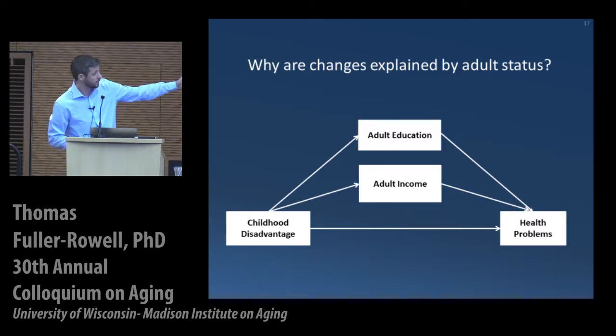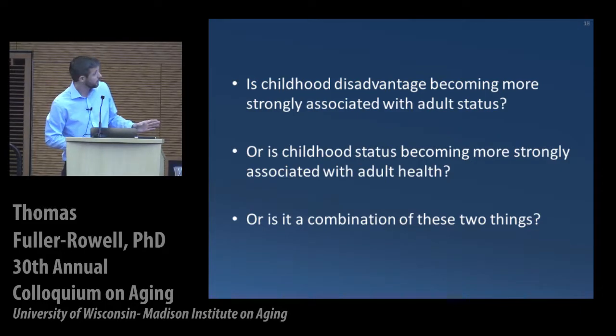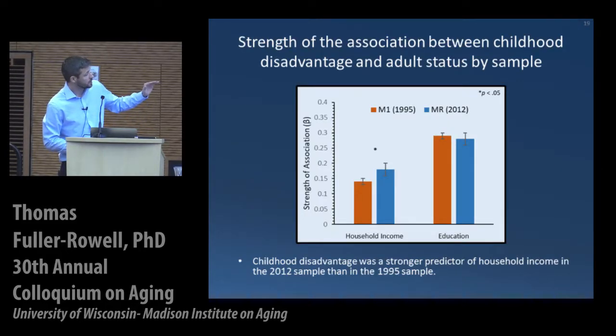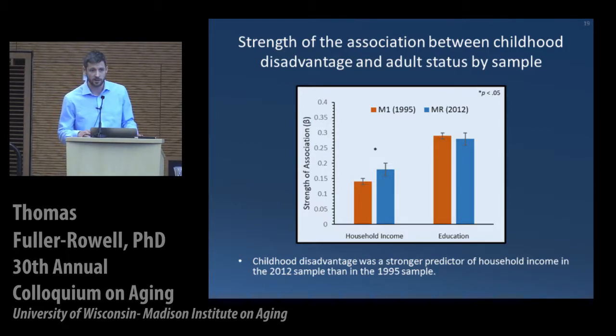To start with, we looked at whether the effects of childhood disadvantage on adult status attainment had changed over time. So here's what we found. In terms of the association between childhood disadvantage and adult income, we did find some evidence that association had become stronger in 2012 than it was in 1995. For education, we didn't find any significant difference.